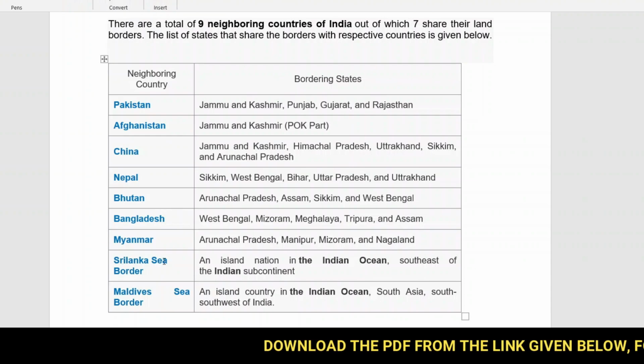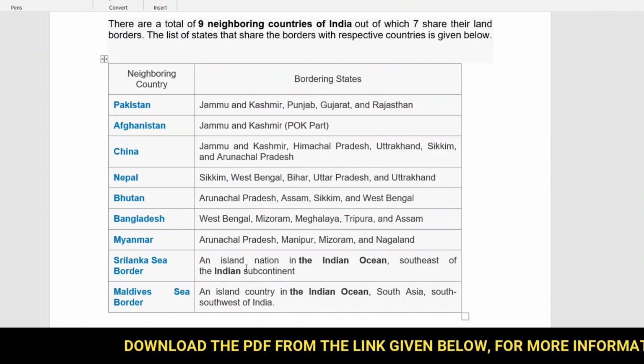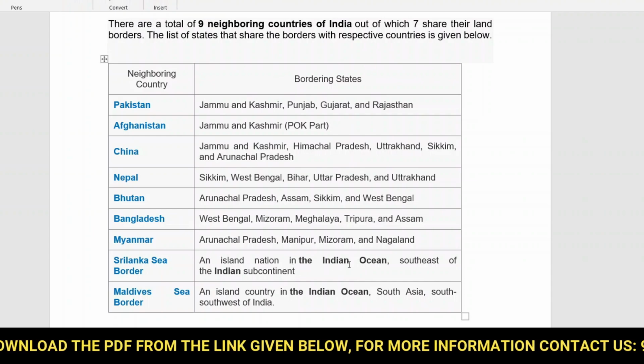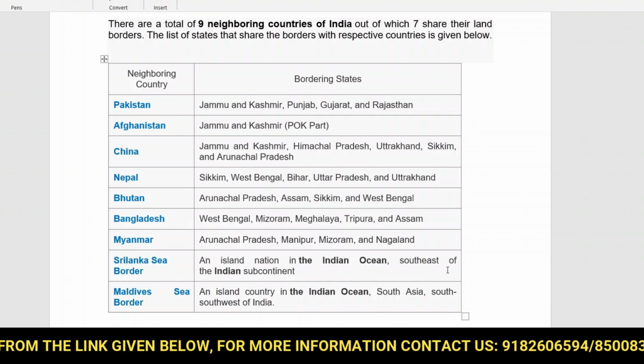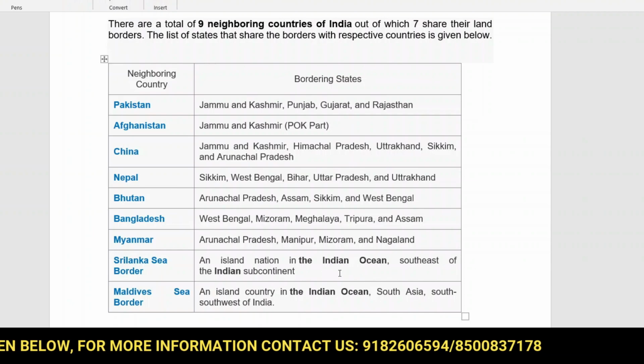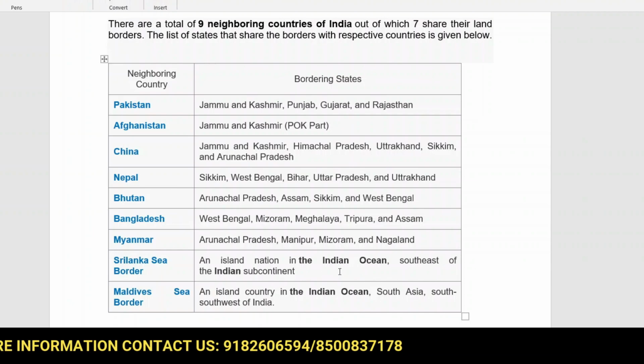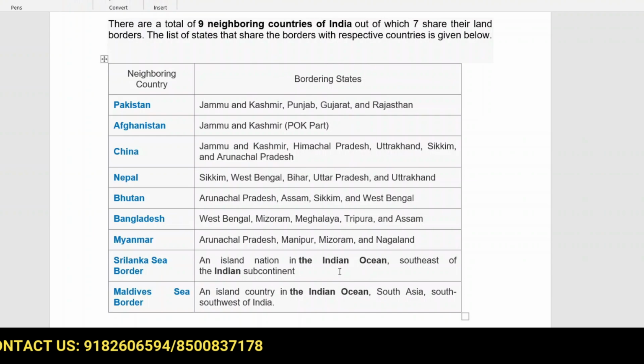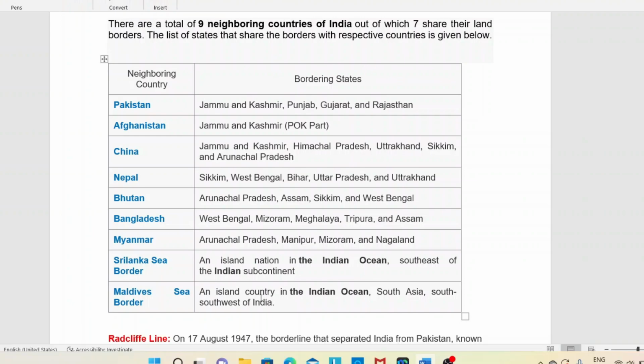First one is Sri Lanka, an island nation in the Indian Ocean, southeast of the Indian subcontinent. Another sea border is Maldives, an island country in the Indian Ocean, South Asia, on the southwest side of India. Sri Lanka is on the southeast side and Maldives is on the southwest side. These are the neighboring countries and bordering states of India.